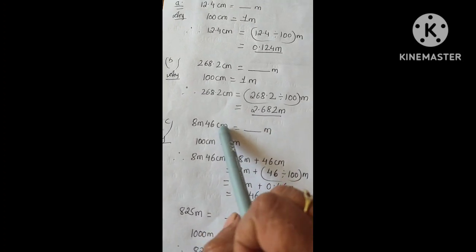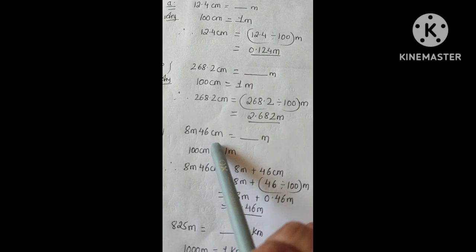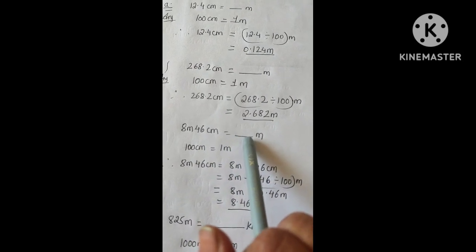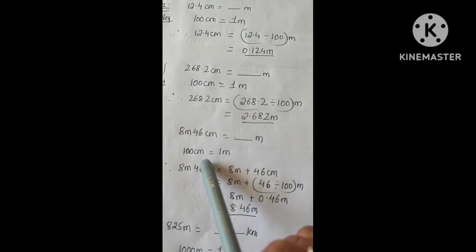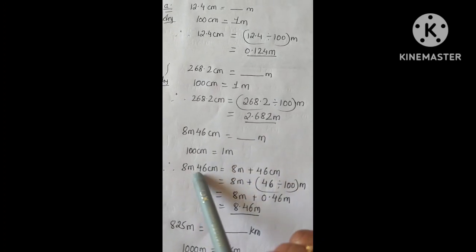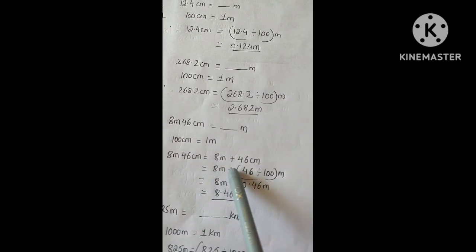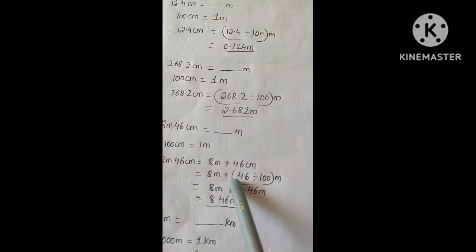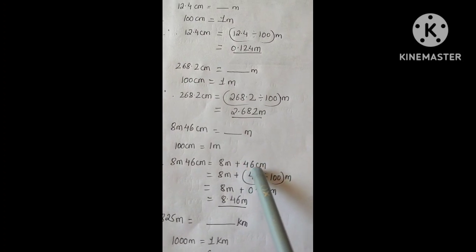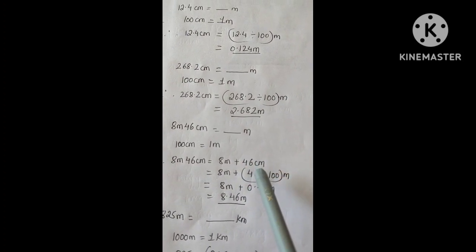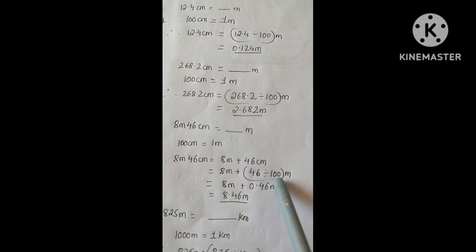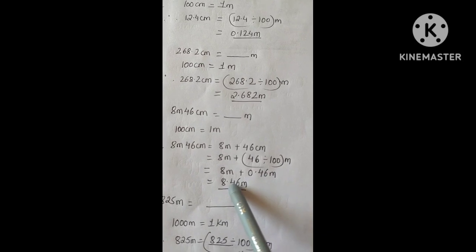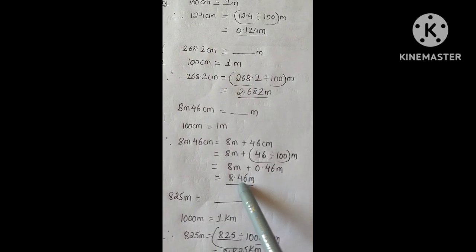Now the C part I am telling you. 8 meter 46 centimeter is equal to how many meters? The whole thing we have to convert into meters. So here also we would solve in this way. See, 8 meter 46 centimeter can be written as 8 meter plus 46 centimeter. Now this 46 centimeters I have to convert into meters, so I will divide it by 100. When I divide it by 100, the answer comes out to be 8 meter plus 0.46 meters. So if we add it, we will get 8.46 meters.